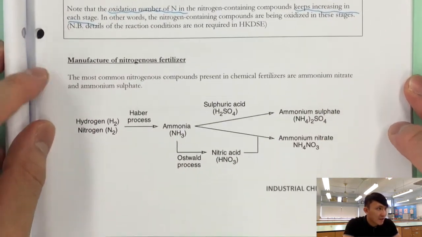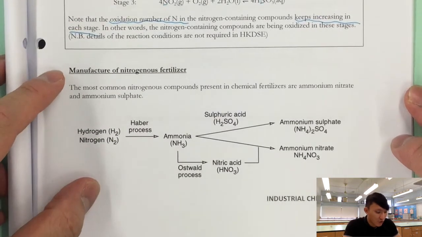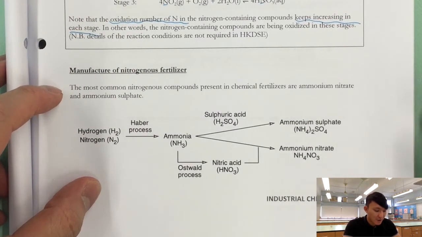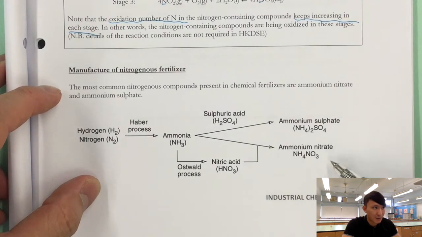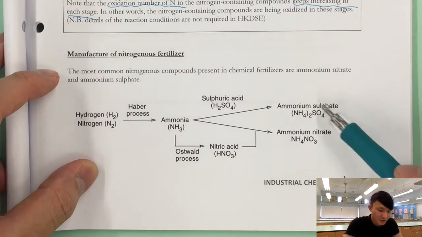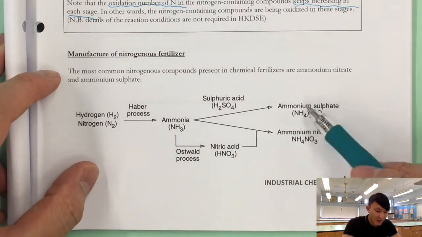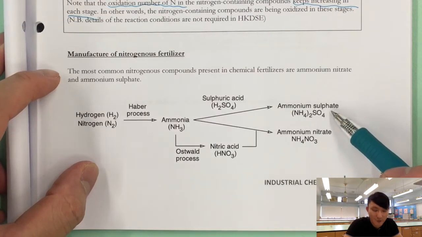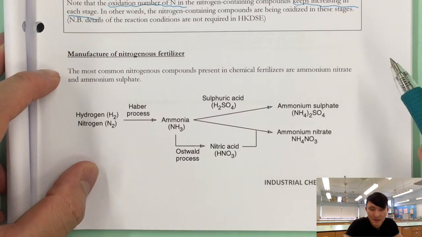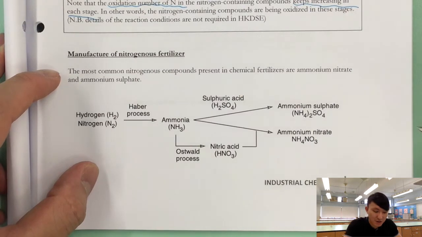Now down here, it is talking about the manufacture of nitrogenous fertilizer. We have two types of nitrogenous fertilizer: ammonium sulfate and ammonium nitrate. You can tell the ammonium part is coming from ammonia. The nitrate and sulfate are coming from the corresponding acid. It's just like the preparation of soluble salt, right?